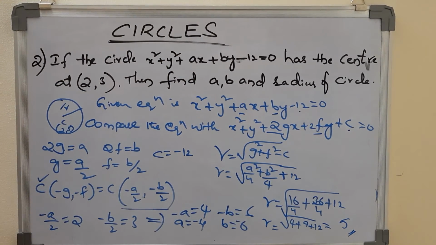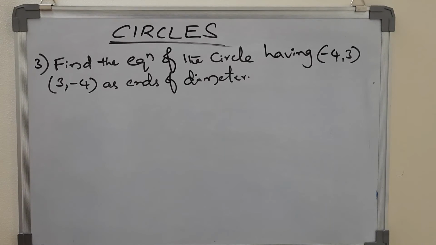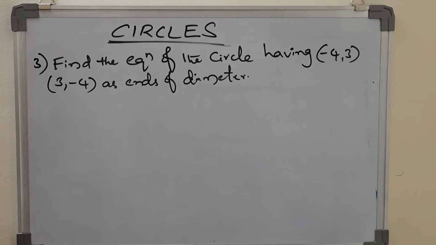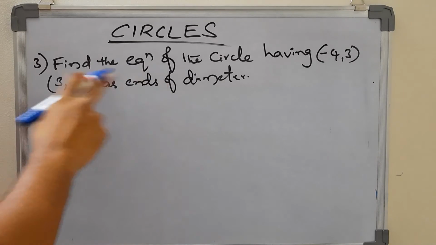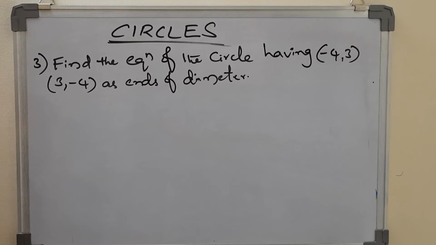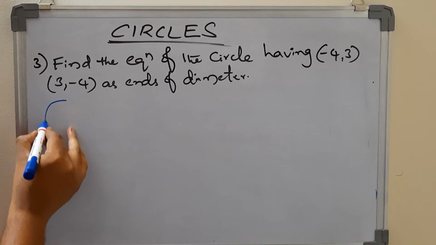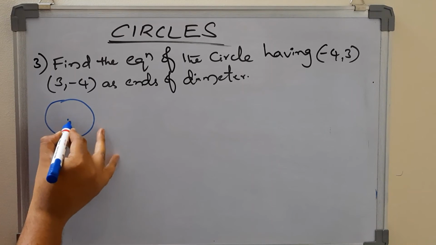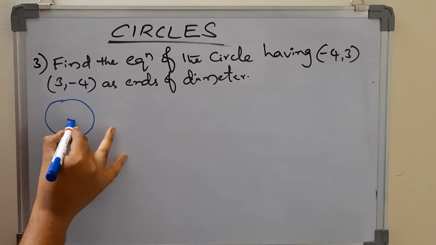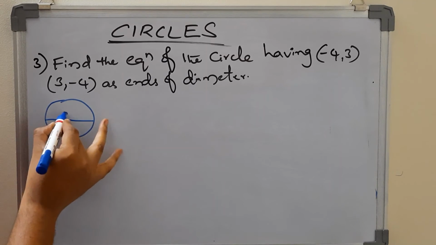Okay. Next we solve the diameter problems here. We already know the formula for circles whenever the extremities of the diameter are given. Have a look at this problem. The question is given as, find the equation of the circle having (minus 4, 3) and (3, minus 4) as ends of the diameter. He has given the ends of the diameter. So consider this as a circle. This is the center and this one is the diameter, right?